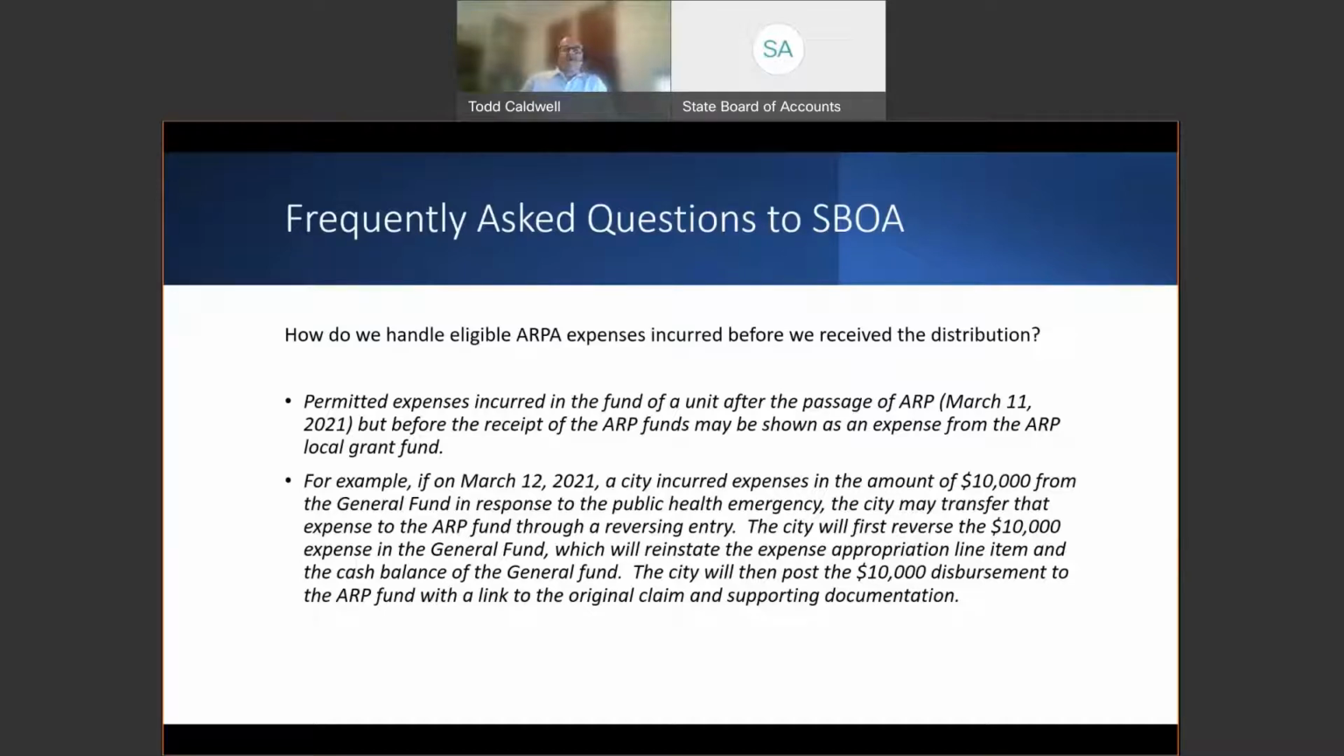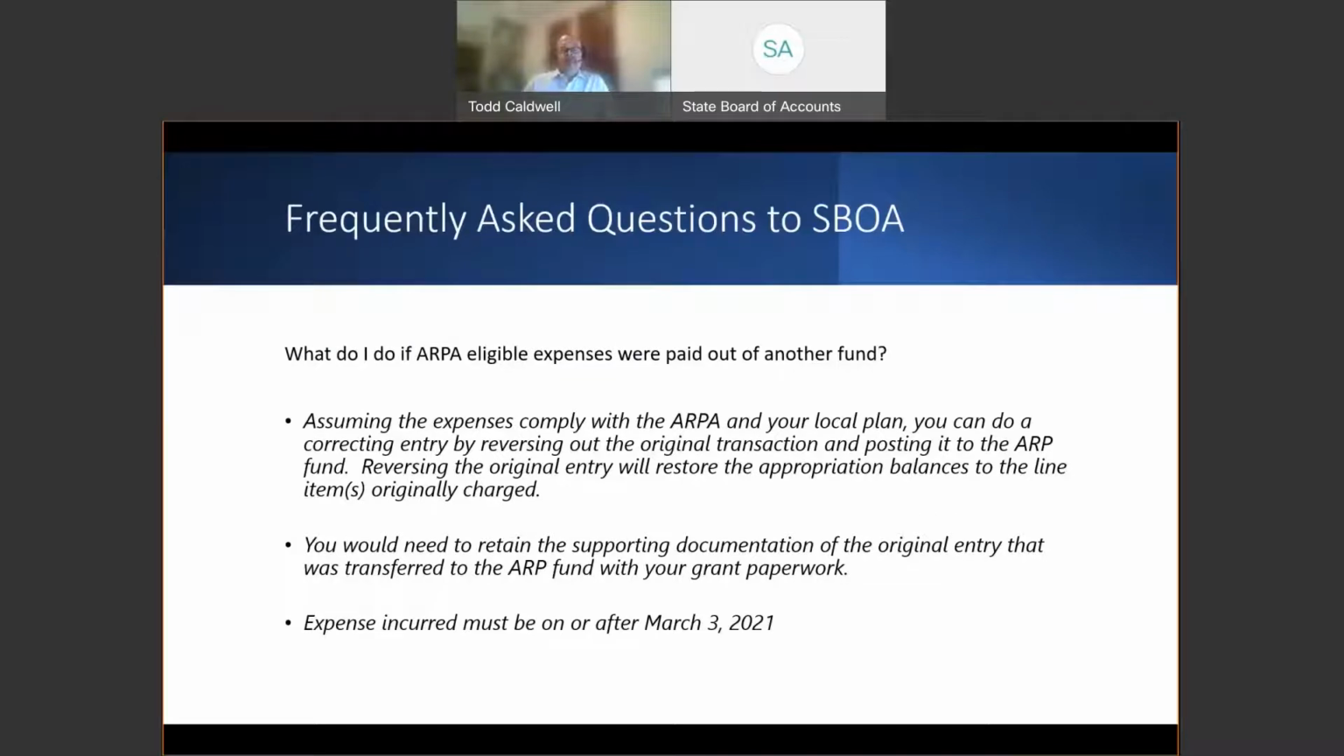What would you do if ARPA eligible expenses were paid out of another fund? Well, assuming the expenses comply with the act itself and your local plan, you can do a correcting entry by reversing out the original transaction and posting it to your ARP fund. Again, reversing that original entry is going to restore or bump back up your line item appropriation balance to the line that it was originally charged to. And again, you need to retain all your supporting documentation of that original entry that was transferred to the ARP fund and keep that with all of your grant paperwork. And that expense must be on or after March the 3rd of this year, 2021.